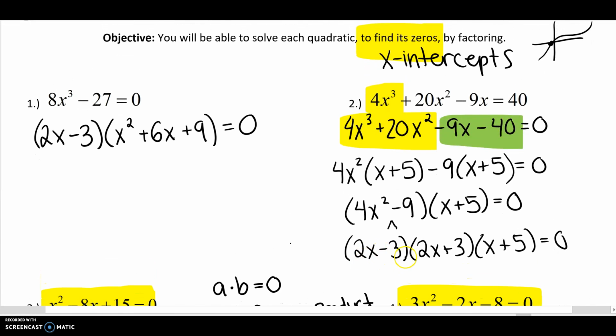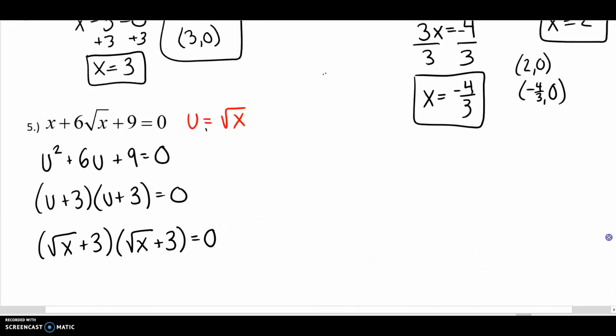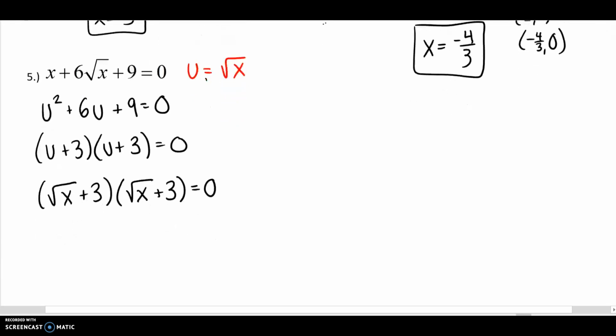For something like number 2, even if you have 3 things being multiplied, the same rule still applies. So either 2x minus 3 would have to equal 0, 2x plus 3 would have to equal 0, or x plus 5 would have to equal 0. So in this case, instead of having at most 2 x-intercepts, you could have 3, which makes sense because this is a cubic function. And a cubic function could pass through the x-axis 3 times. I'm not going to do all of these in detail. I just wanted to give you a variety of examples.